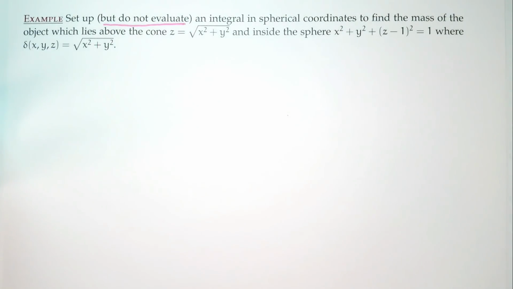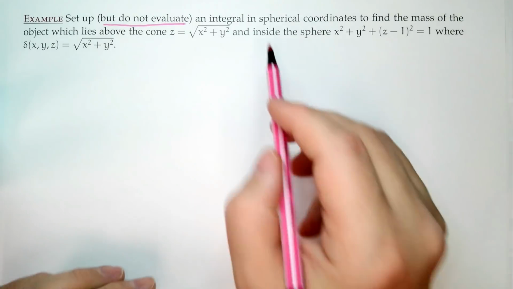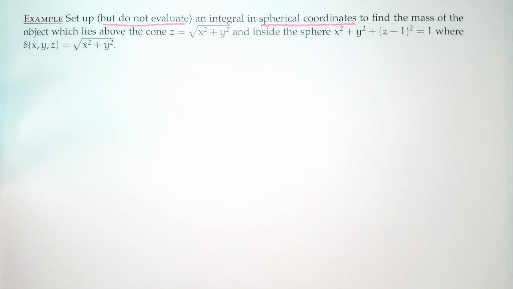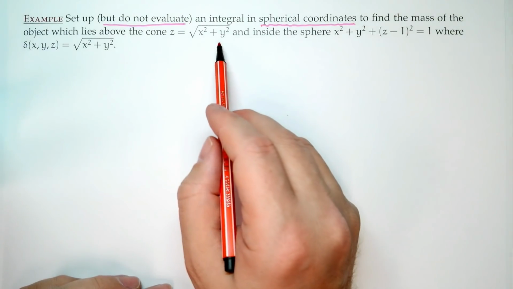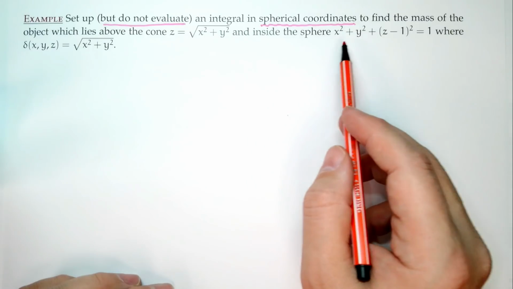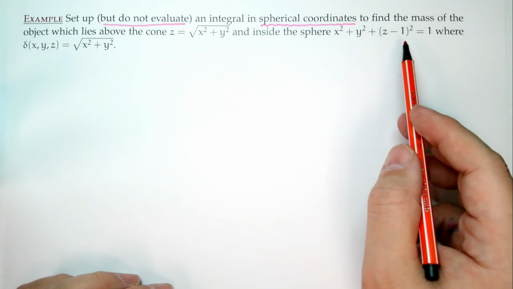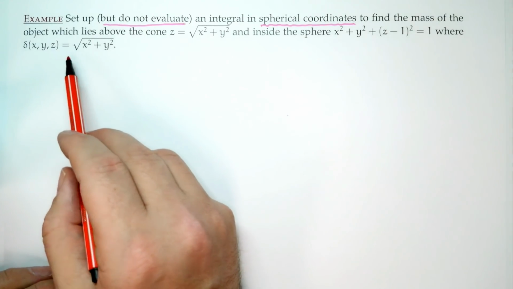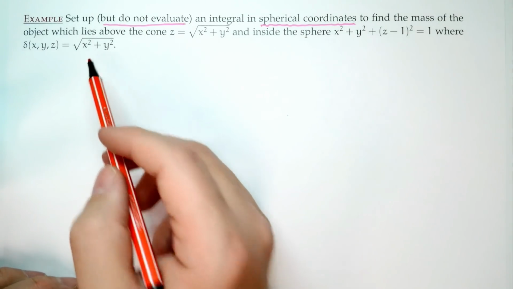An integral in spherical coordinates, so we know what we want. We want spherical coordinates. To find the mass of the object which lies above the cone, z equals square root of x squared plus y squared, and inside the sphere, x squared plus y squared plus (z minus 1) squared equals 1, where our density of x, y, z is the square root of x squared plus y squared.